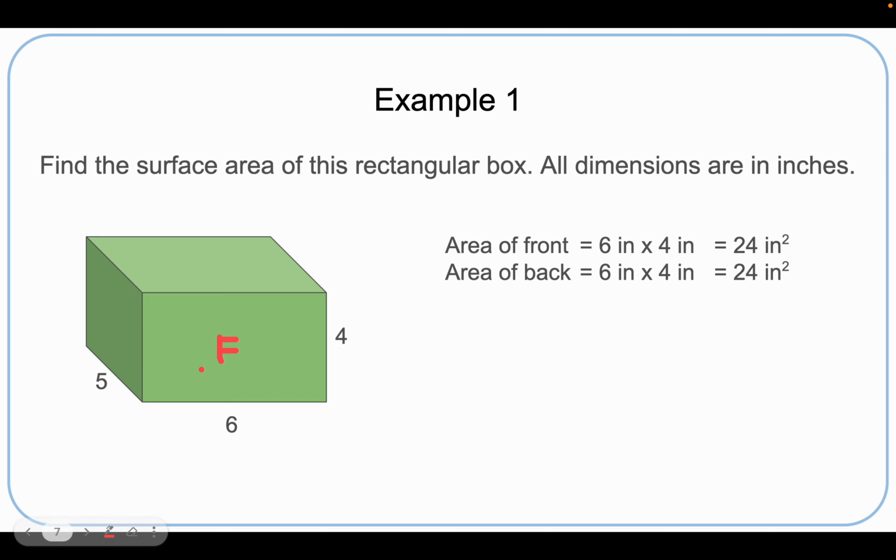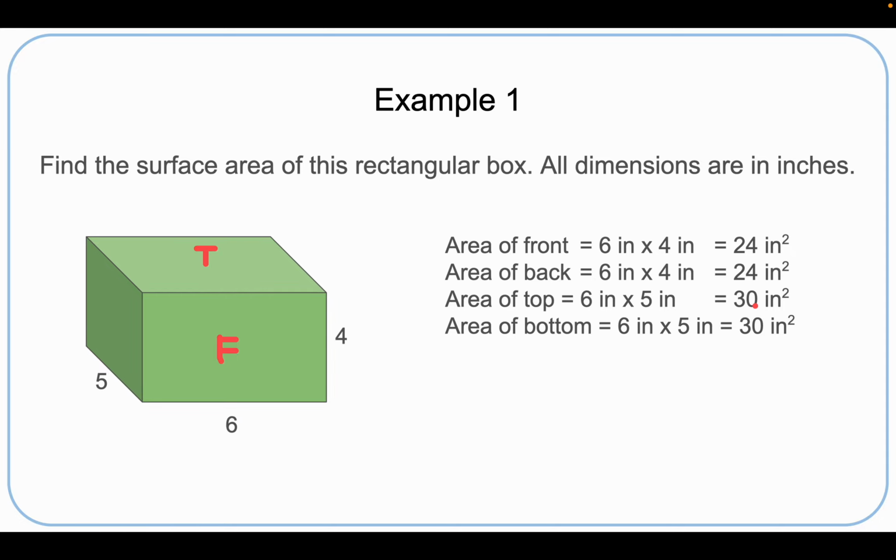Then the area of the back, which would be directly behind there that we can't see, is the same area, 6 times 4, 24 square inches. And then we have the top here. The top is going to be 6 inches here and 5 inches here. So I'm going to put a T for top. So that gives us 30 square inches. And then the bottom that we can't see would be the same area, 6 by 5, so 30 square inches.